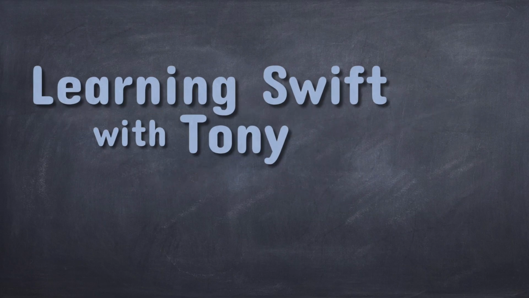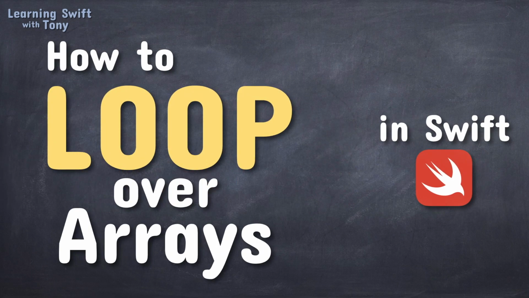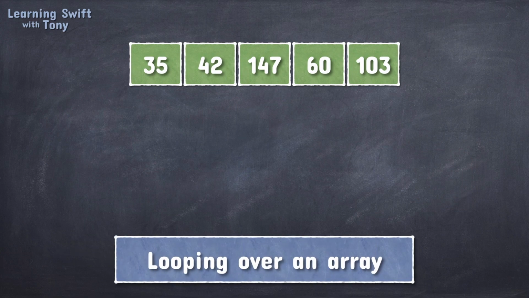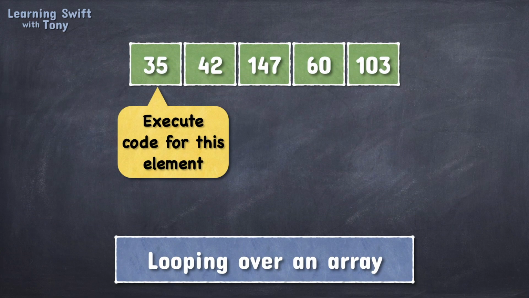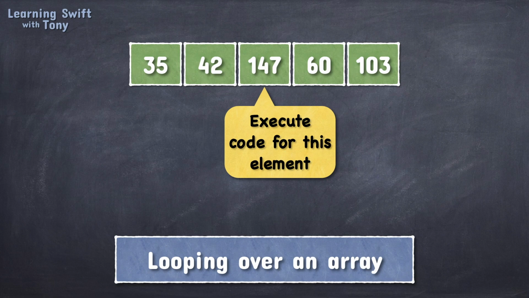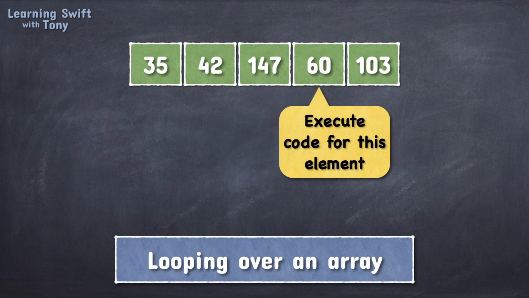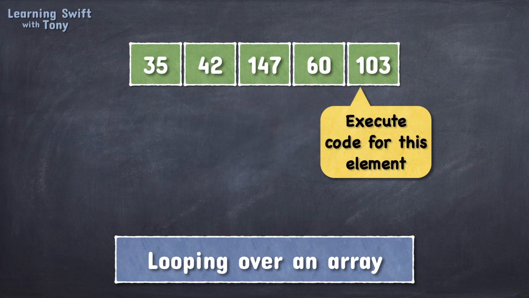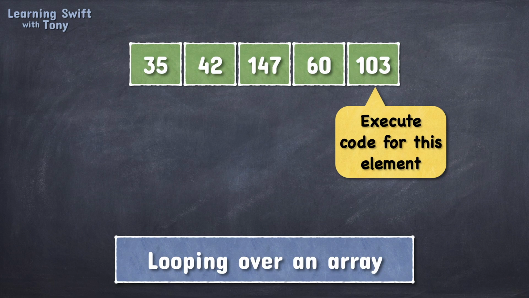So how can we loop over an array in Swift? Let's discuss. First of all, looping is a term describing the execution of a piece of code for each and every element in an array. The trick here is to write this piece of code one time and let the processor deal with executing it repeatedly for each element in the array. And there are a few different ways we can achieve this.